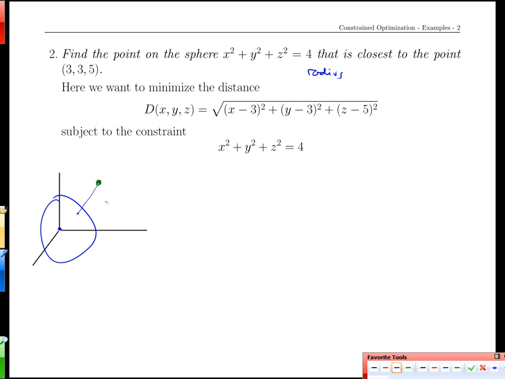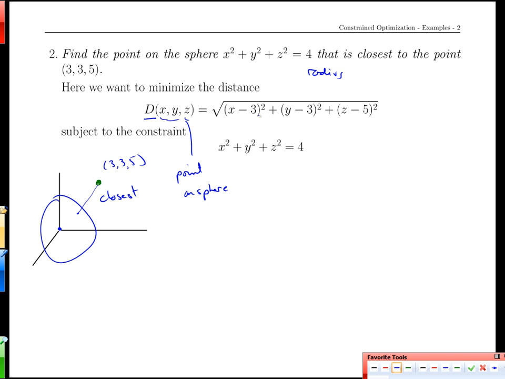And if that's what we're looking for, then what we would want to minimize is the distance as a function of the point on the sphere. So (x, y, z) is a point on the sphere. And depending on which point we choose, the distance to (3, 3, 5) would be the distance from my x to 3, the distance from my y to 3, and z to the 5 value for z, square them, square root to get a distance.